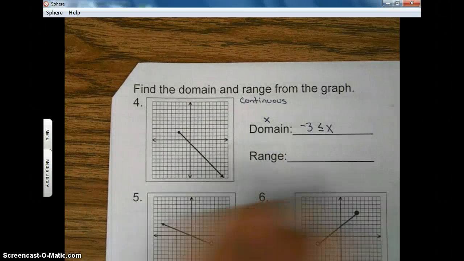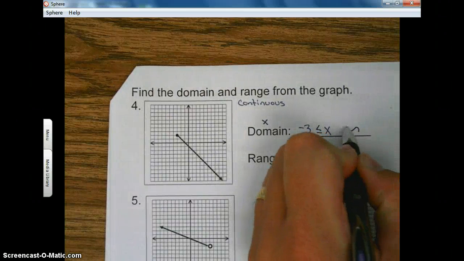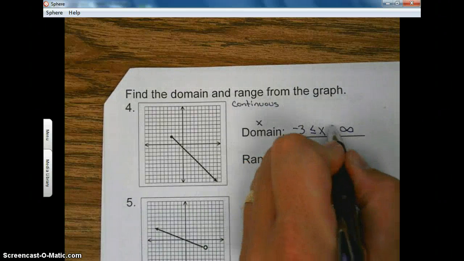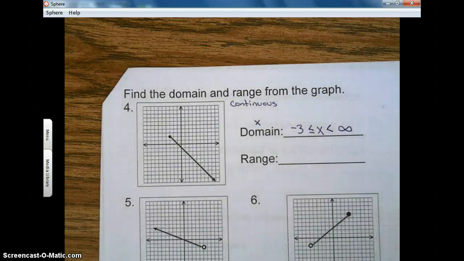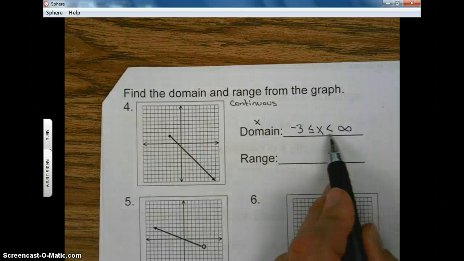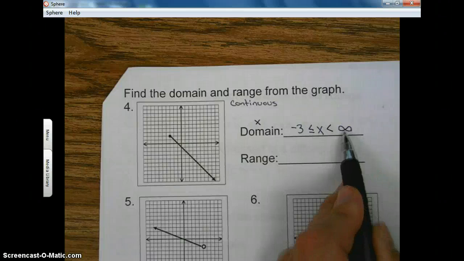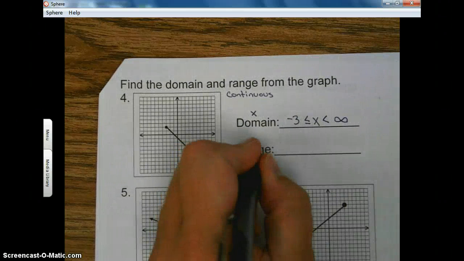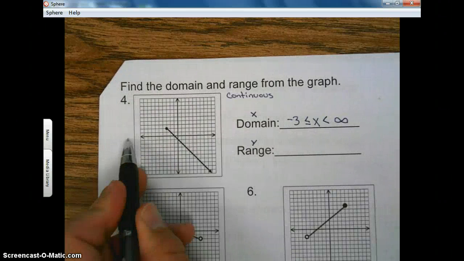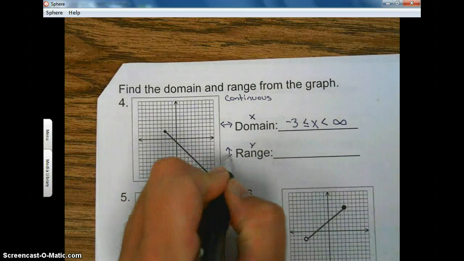And how far is it going to go to the right? There's an arrow. That means it's going to go infinitely to the right. And x is going to be less than infinity. You can never equal infinity, so you never have an equal sign when you have an infinity. Range, remember, are your y's. So you have to think up and down, not left and right. For domain, you're thinking left and right. For range, you're thinking up and down.